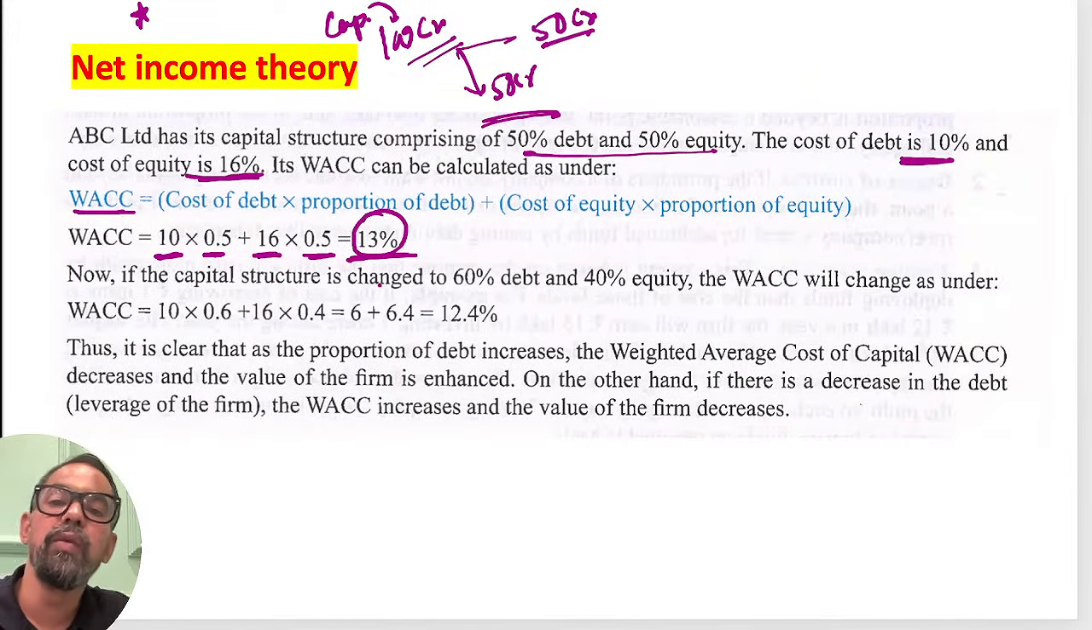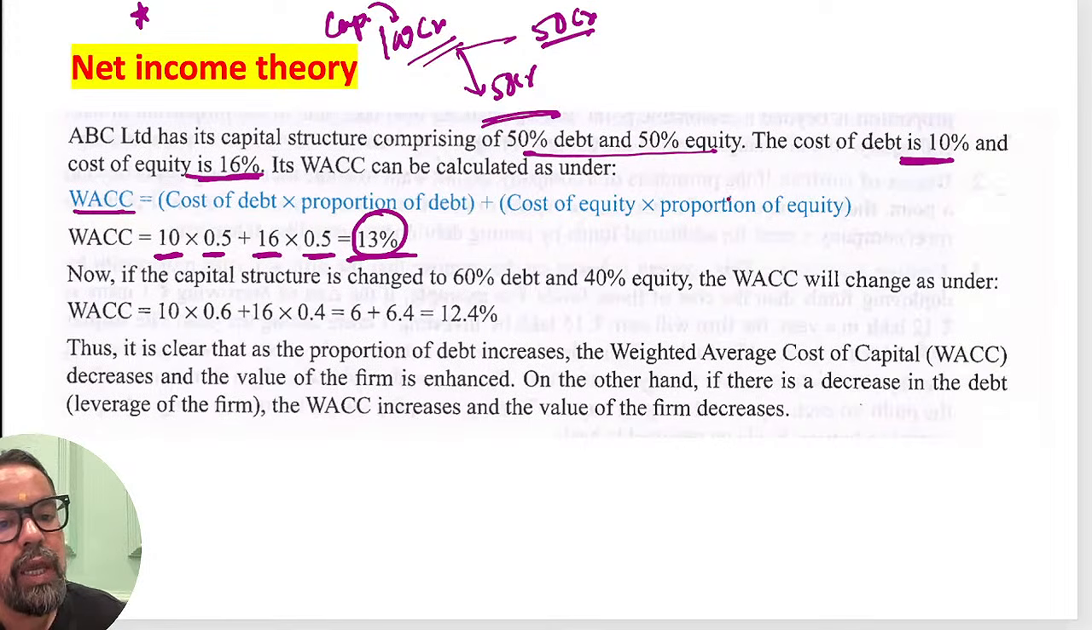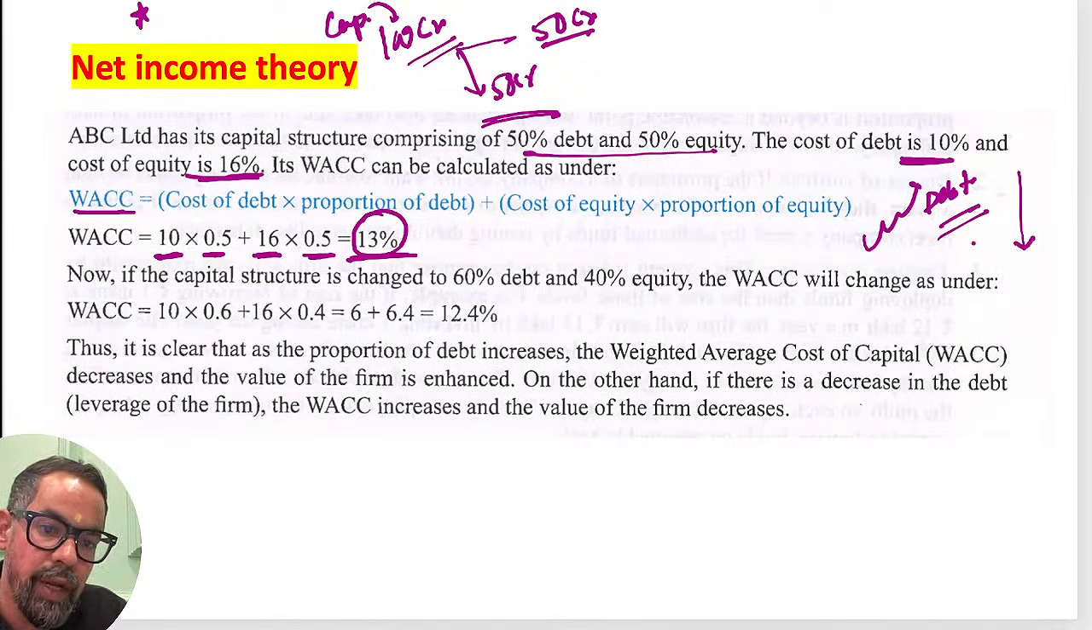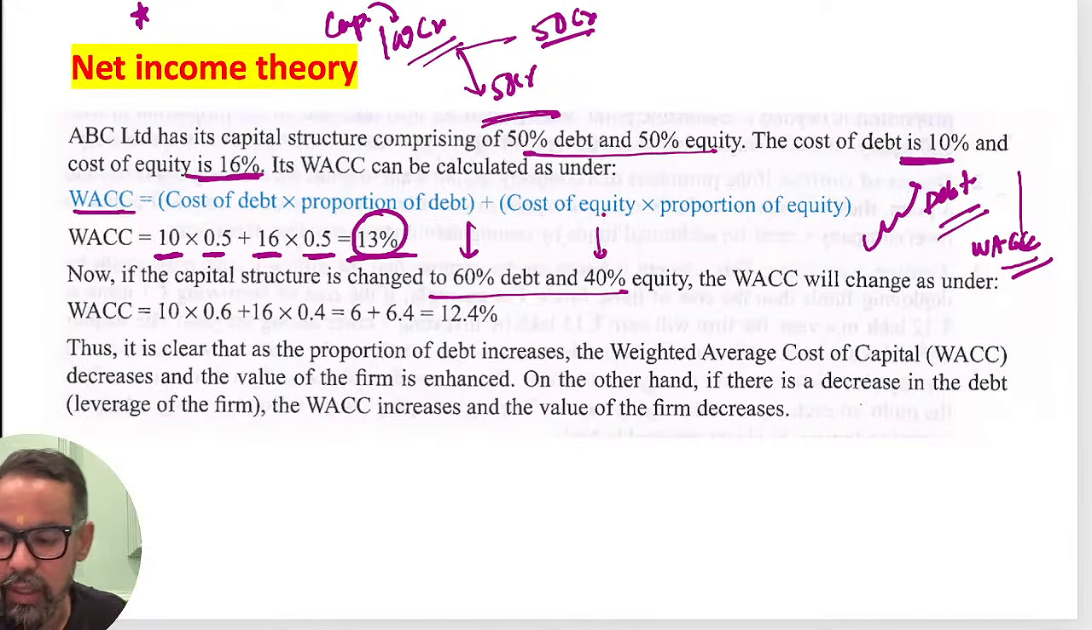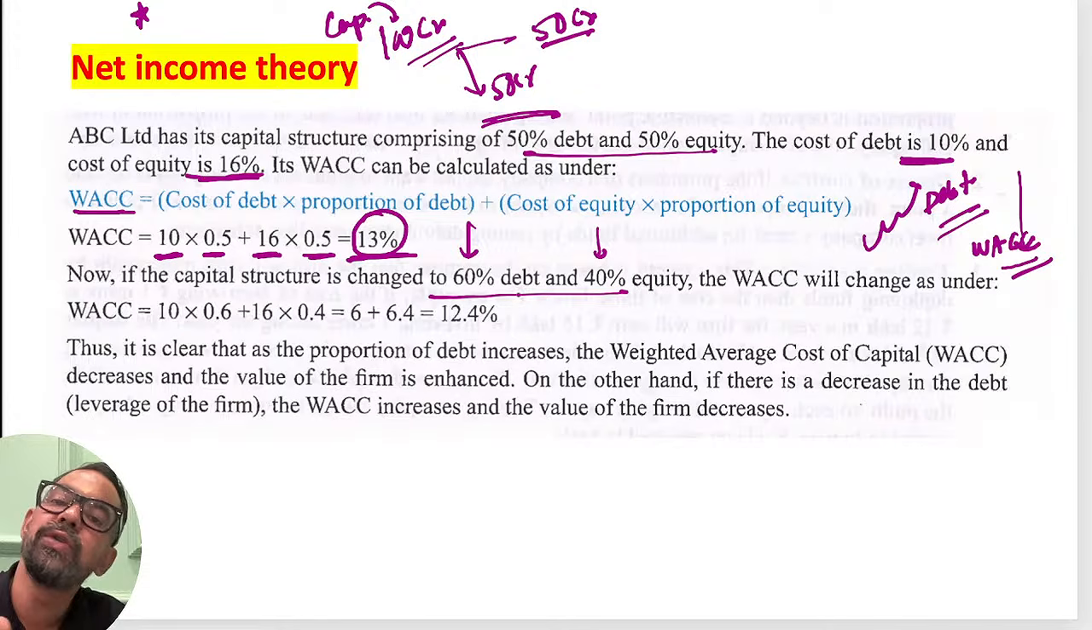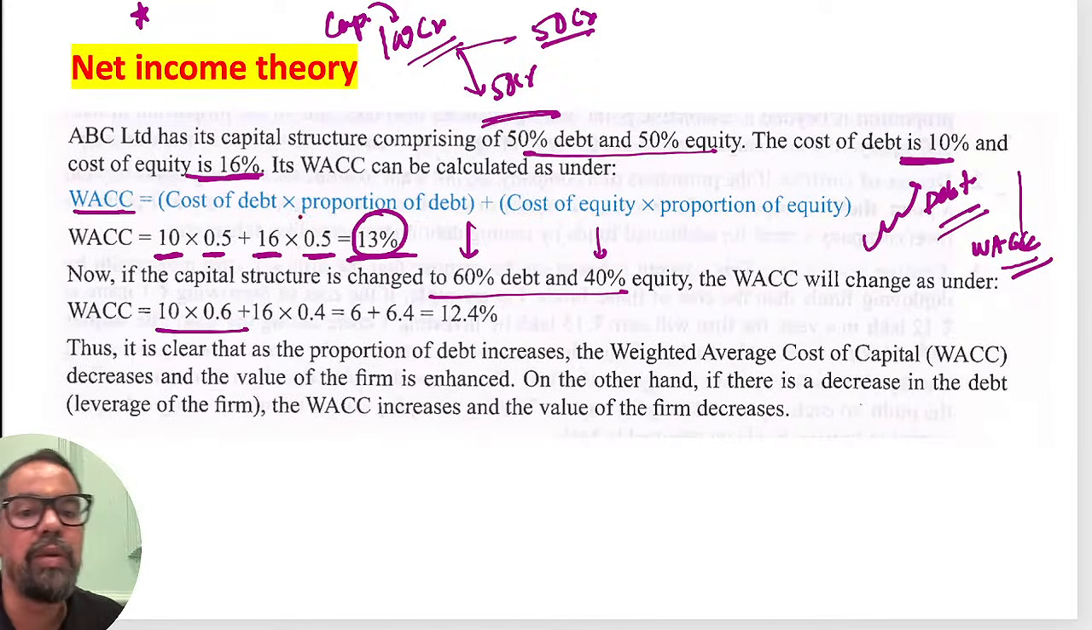Now how do they prove their point? If we increase the debt portion, how will it reduce the weighted average cost of capital? So that is something. Now if the company switches to 60-40, this question you will see in your examination. If the company changes the structure to 60-40, how will your weighted average cost change? Because cost of debt is on the lower side, obviously your weighted average cost of capital will come down.